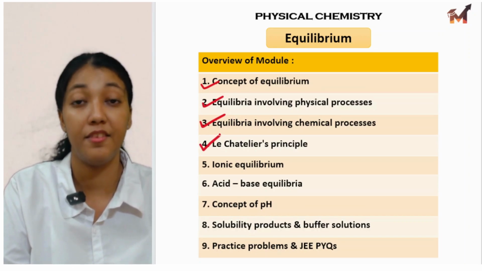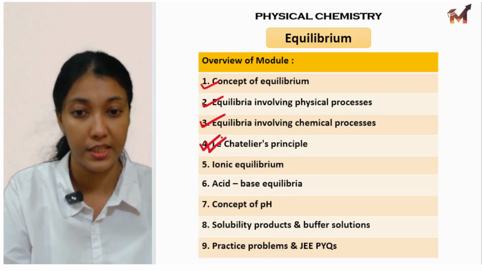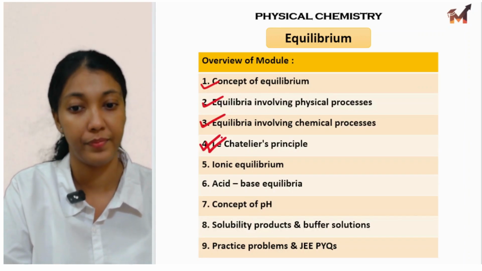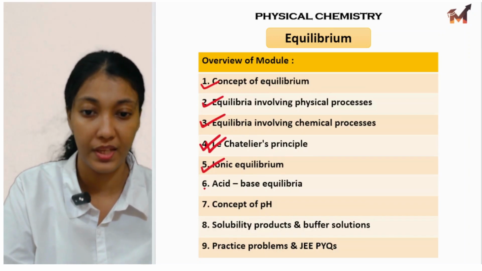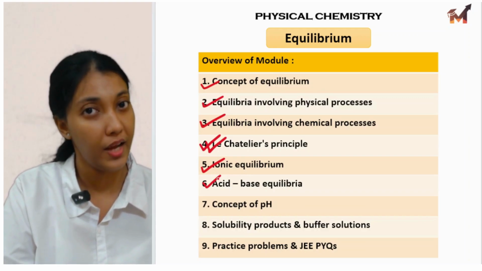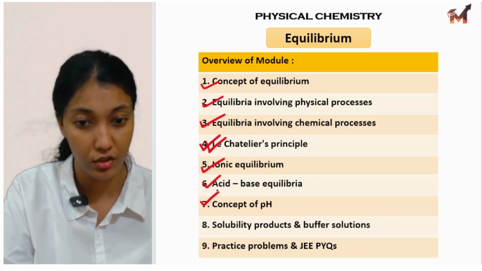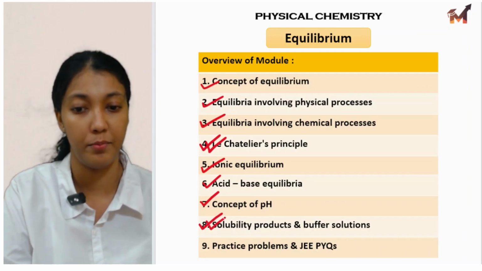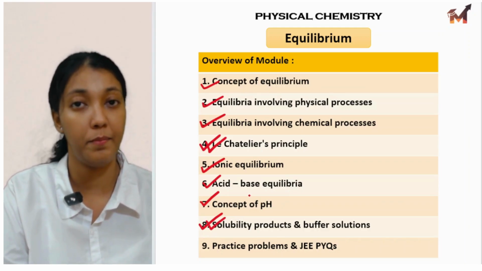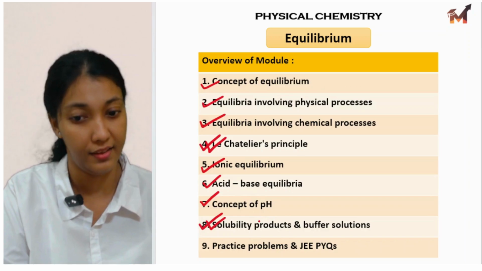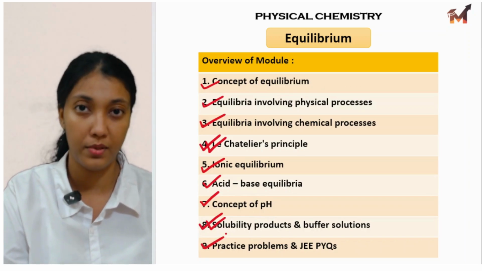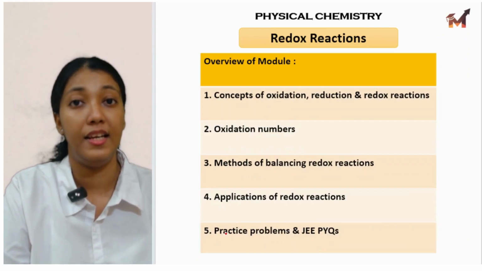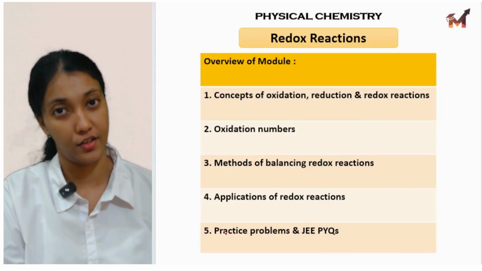Le Chatelier's principle, it is a very very important topic for your concept building कि कौन से ऐसे factors होते हैं जो हमारे equilibrium को control करते हैं. Then we will have ionic equilibrium, acid base equilibria. Related to acid base हमारे पास आता है concept of pH, solubility products and buffer solutions. This is also a very important topic and a very interesting one क्योंकि पहले हमने ऐसी कोई टॉपिक डील नहीं की थी. And definitely we will have practice problems for you to solve and we will solve JEE previous year questions. The last chapter for physical chemistry is redox reactions.